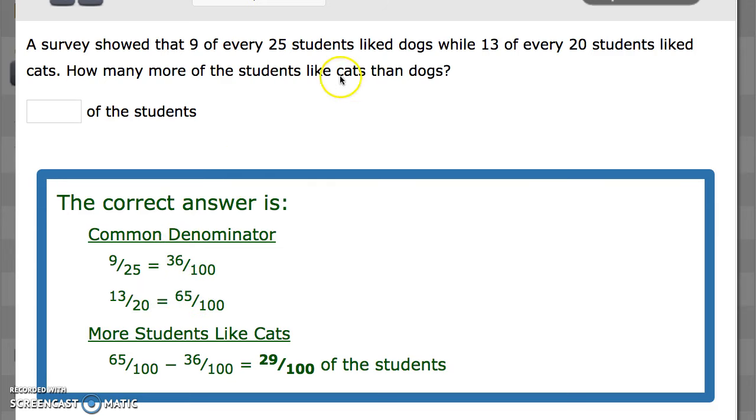How many more of the students like cats than dogs? So take my cat's number, which is now 65/100, and I'm taking away my dog's number to see how many more. What's the difference between the two? And 65 minus 36 equals 29 out of 100 students.